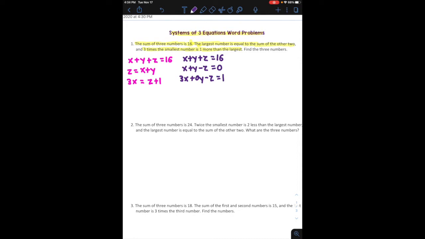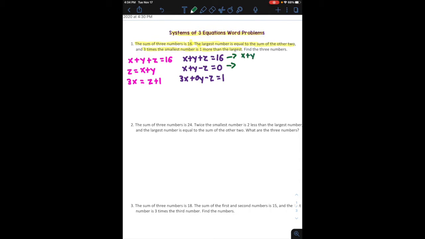Just like our last lesson when we were solving the system of three equations, the first step would be to take two of the equations and eliminate one of the variables. What I'm going to do is take the first two equations and add them to eliminate z, since that seems like an easy step for us to do.